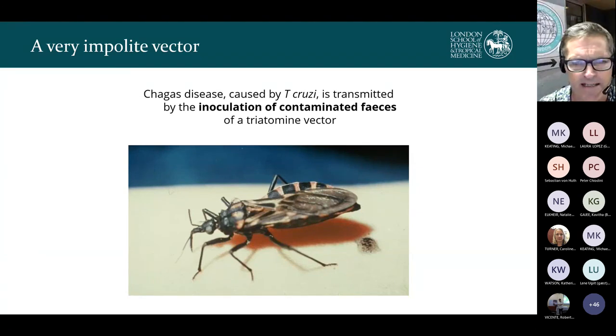So what the bug does is it comes down, silently bites, takes its blood meal, and then by way of gratitude, defecates at the site of feeding. And it's the feces that contains the parasite, and because the bite's a little bit itchy, you rub that parasite in the feces into the wound, and that's the way in which the parasite gains entry to the human host.